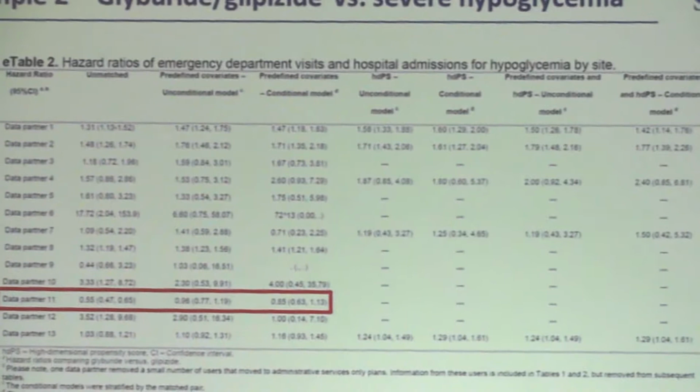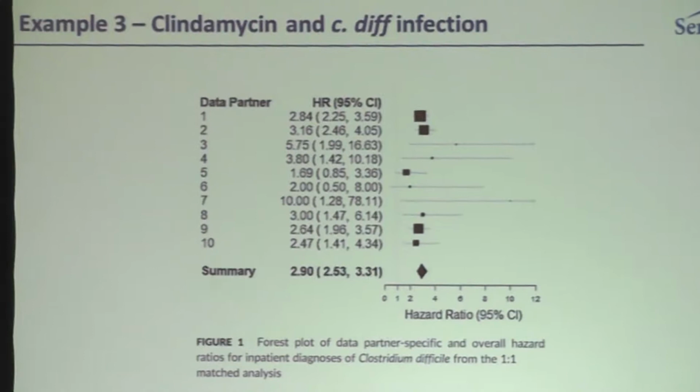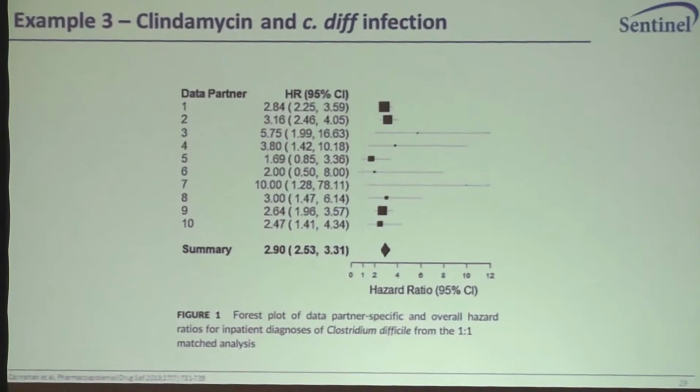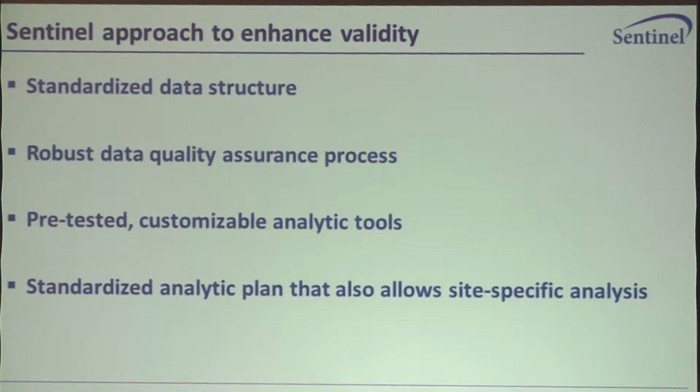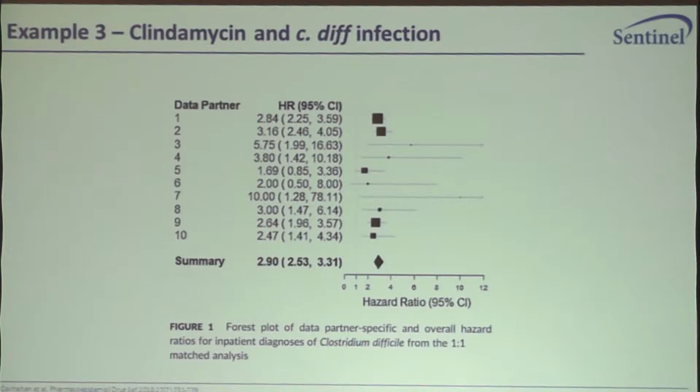The third example is looking at, using a forest plot, whether there is some heterogeneity by site. I think you're going to see this a couple of times in the other presentations as well. So just to close out, these are what we did to minimize exogenous variability, so that anything that we see left here, if there is any heterogeneity, it could be due to actual heterogeneity by data source.